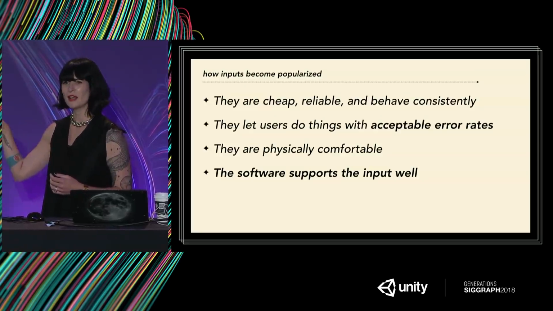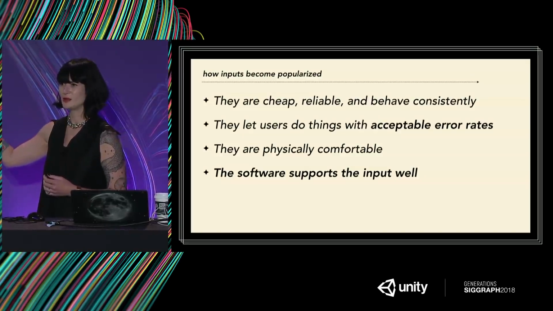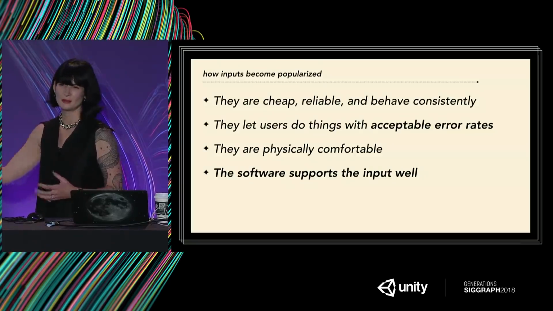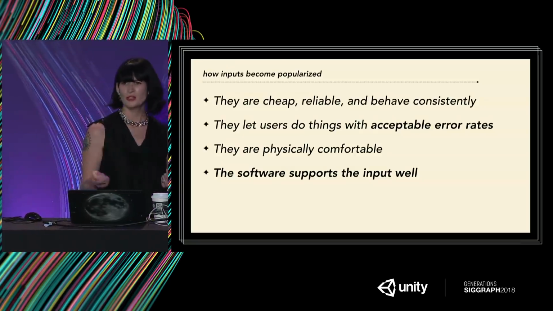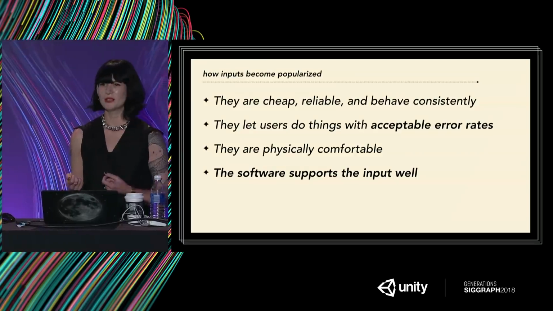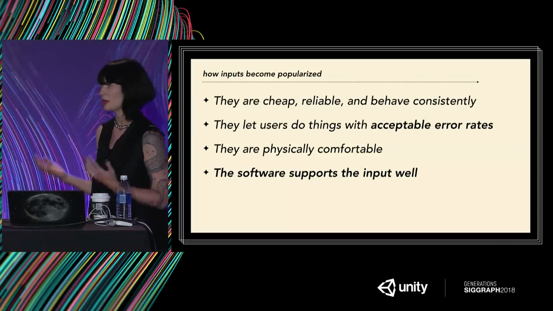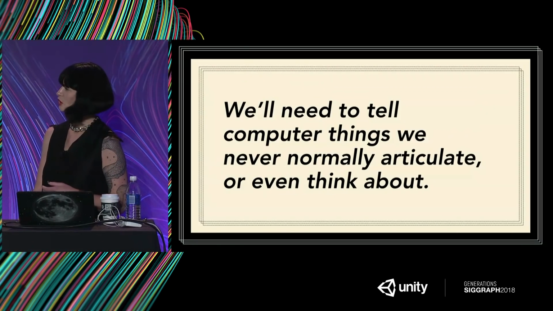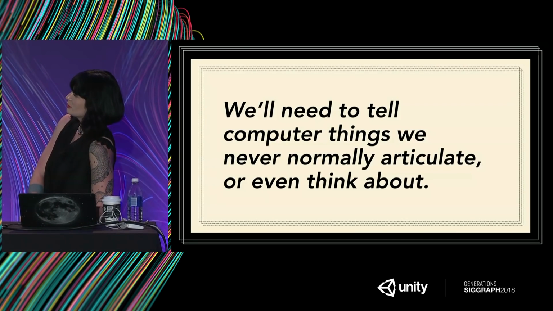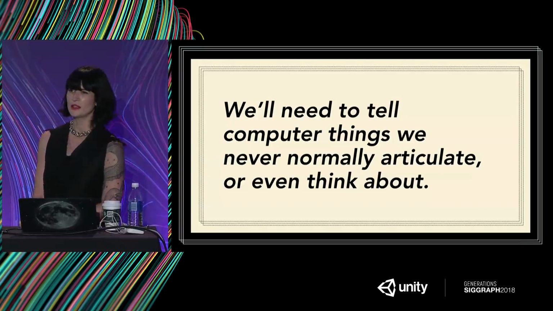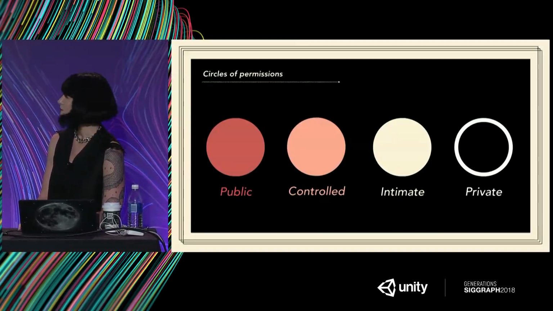And I think this is why a lot of cool inputs don't take off today, because you might go to a trade show and see some really cool new keyboards or new ways of having spatial mice. But if you don't have software that takes advantage of it and actually works better, it's probably not going to take off. OK, so getting back to we need to tell computers things we never normally articulate or even think about. Let's think about them.